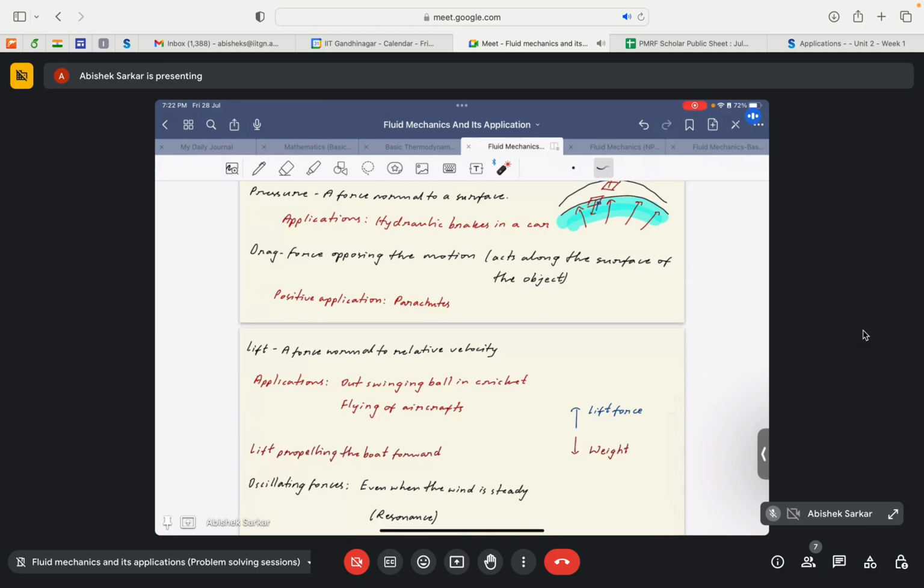But still, just to give an overview, there's a drag force that acts along the surface of the object that tends to slow it down, right? That tends to oppose its motion, as rightly pointed out by Professor Gupta. Like if this is an object and it is moving in this direction with a certain velocity, our drag force will act opposite to the direction of the motion of this object, that will tend to slow it down.